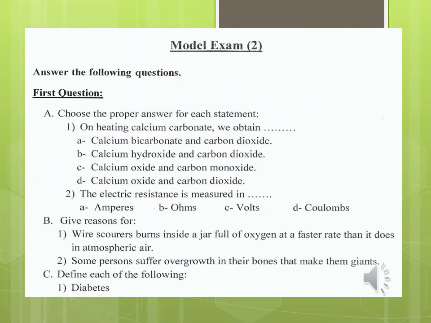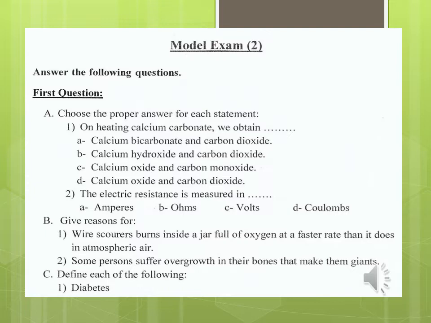Model 2, question 1, choose the correct answer. Number 1, on heating calcium carbonate, we obtain calcium oxide and carbon dioxide. Number 2, the electric resistance is measured in ohm.